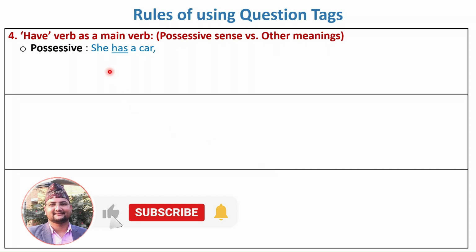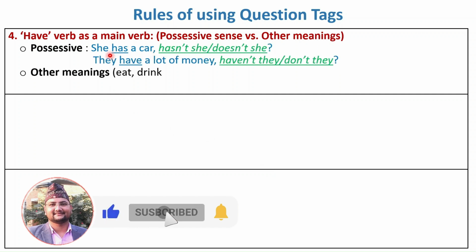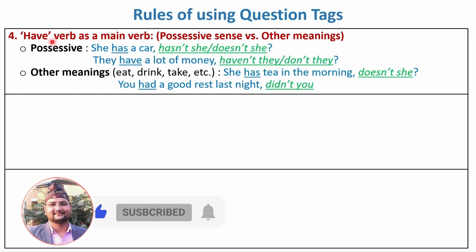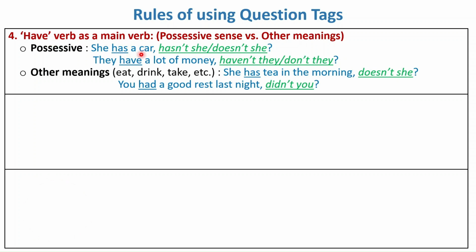Have verb as main verb. Okay. If there is have verb as main verb, we have to be careful if that verb expresses the sense of possession or it expresses other meanings. We have to be careful. Let's observe the example. In case of possessions, she has a car. She has a car. Yes, she owns a car. It means she owns a car. They have a lot of money. They possess a lot of money.